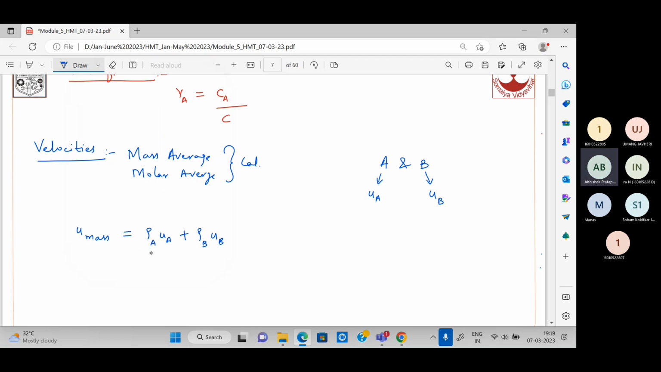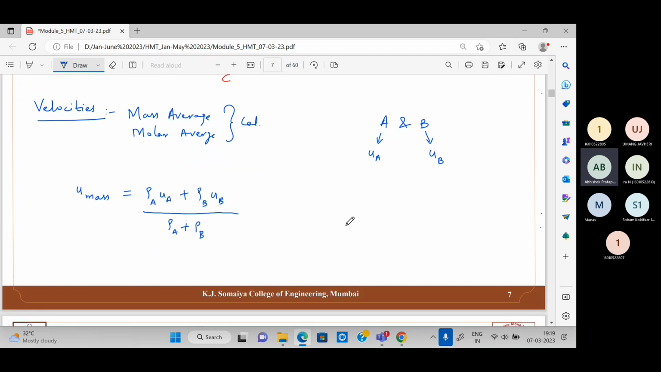divided by rho A plus rho B. And this rho A plus rho B is nothing but rho, the total. So we can write it as rho A UA plus rho B UB divided by rho. So this is the mass average velocity.